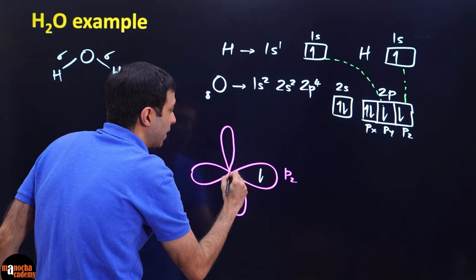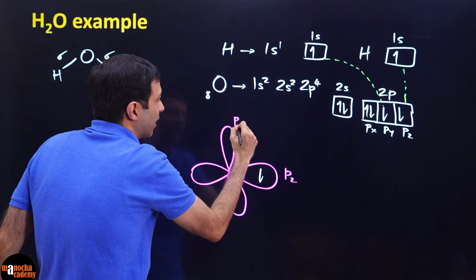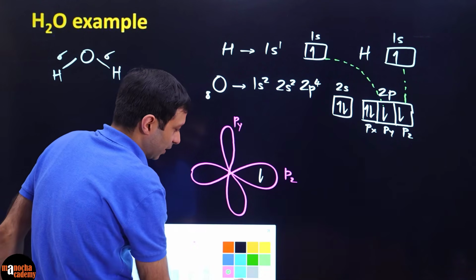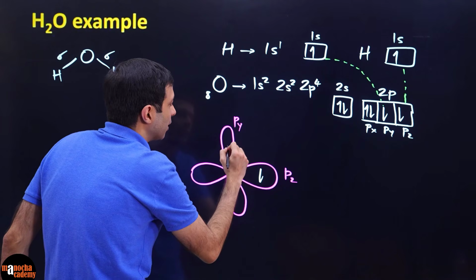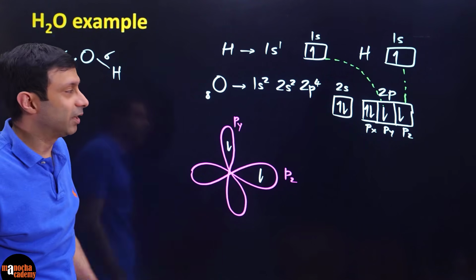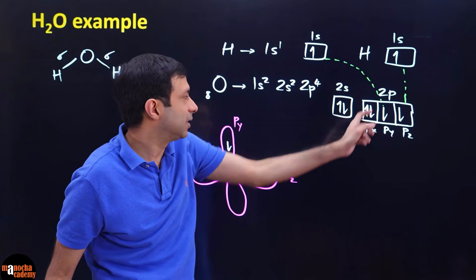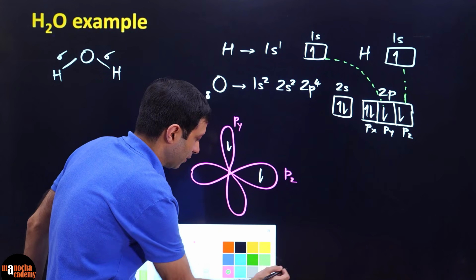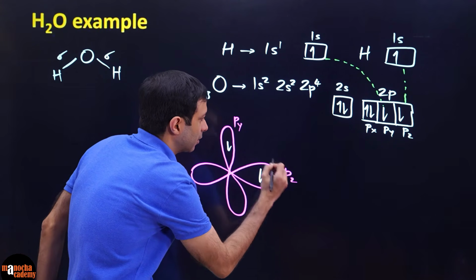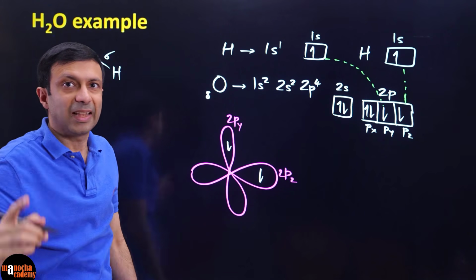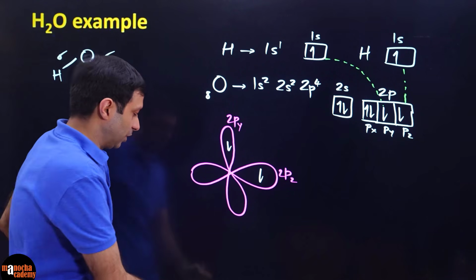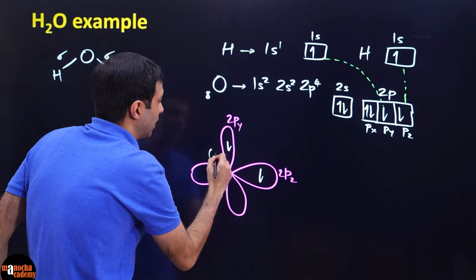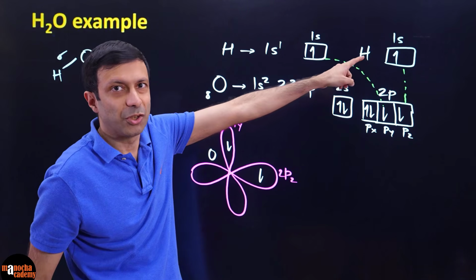Then your py orbital, that is also half filled. That's going to be perpendicular to this. So see, the diagram is looking nice. This is another p orbital which is half filled. So I've drawn our py and pz. This is our 2py, 2pz. We can write 2 here also. And that's going to be overlapping. So this is the oxygen atom, that's going to be overlapping with the 1s of the 2 hydrogens.